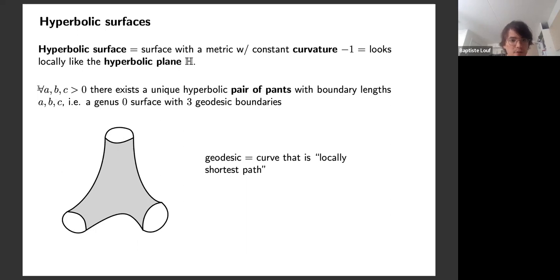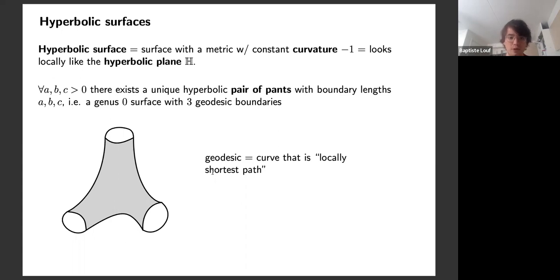I'm going to start with a particular hyperbolic surface, which is basically the building block of all hyperbolic surfaces. It's called the hyperbolic pair of pants. There's a cool fact, or a theorem, however you want to call it, that if you prescribe three positive numbers, A, B, and C, there exists a unique hyperbolic pair of pants with boundary lengths A, B, and C. A pair of pants is just a sphere with three boundaries. And I specify the boundaries have to be geodesic, which roughly speaking means that a geodesic curve is locally a shortest path, in layman's terms.